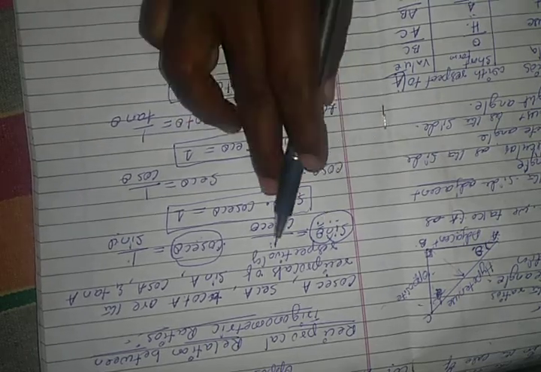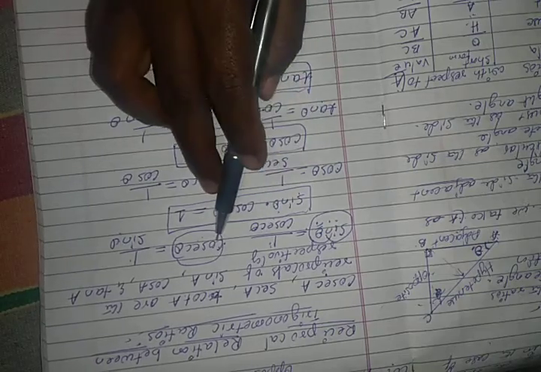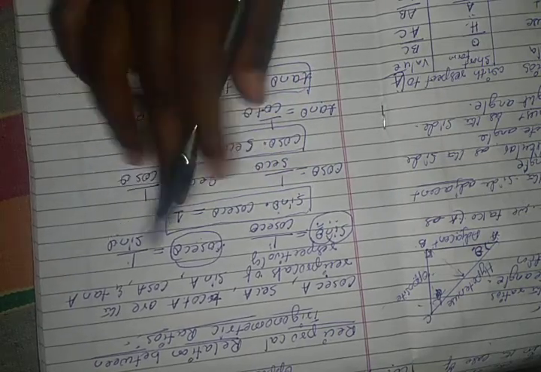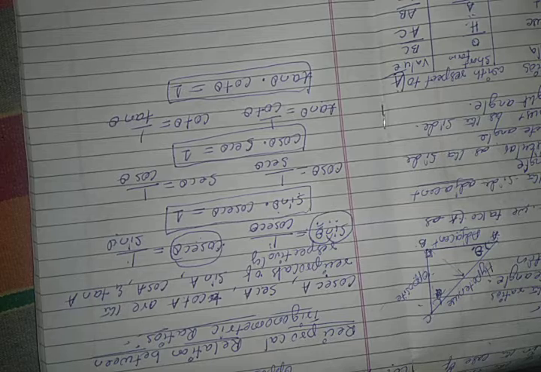Sin theta is 1 by cosecant theta, and cosecant theta is 1 by sin theta, so vice versa. So these are the reciprocals of the trigonometric ratios.